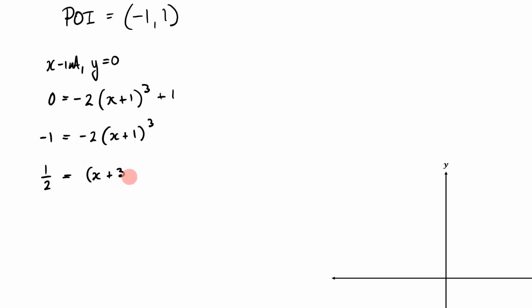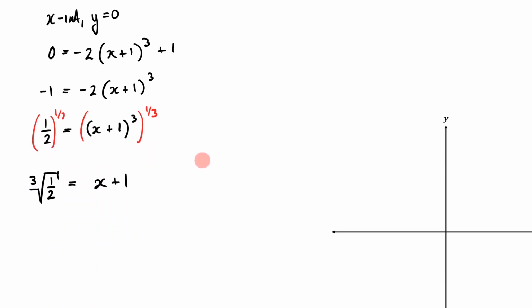The next thing that I'm going to do, to get rid of this 3, I'm going to cube root both sides. And remember, what we're doing here is we're raising this by 1/3. And we know that to raise something by 1/3 is the same as cube rooting it. So that means on this side, I'm left with that, because 3 times 1/3 is just 1. So now it's just x plus 1 raised to the 1, which is just x plus 1.